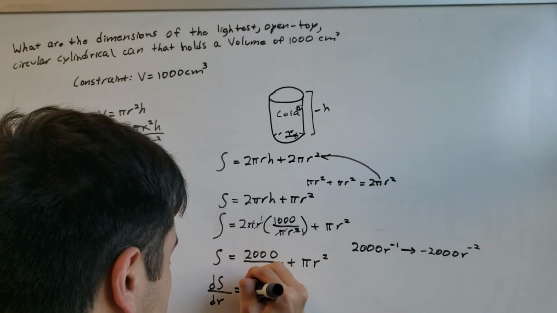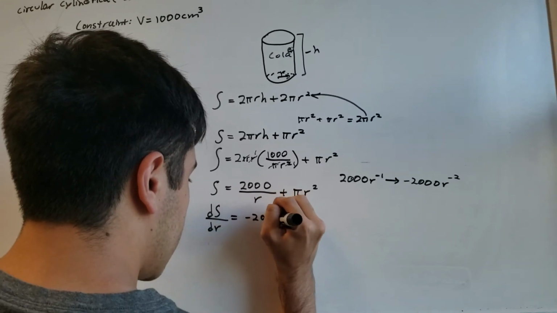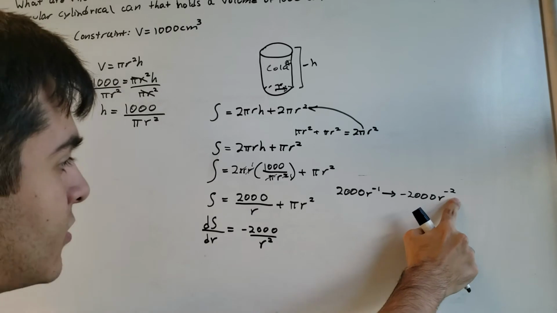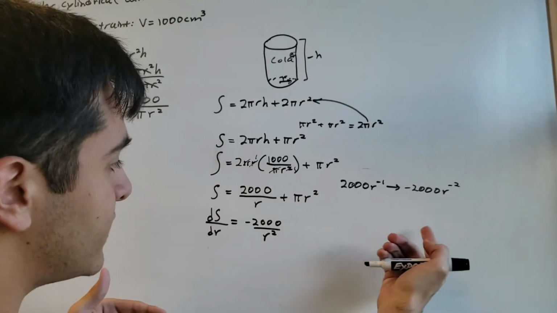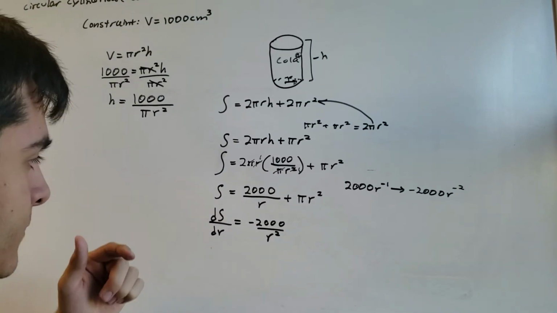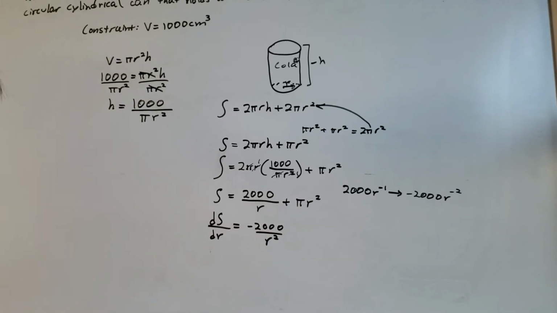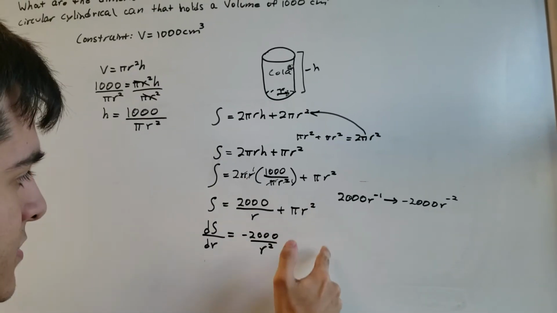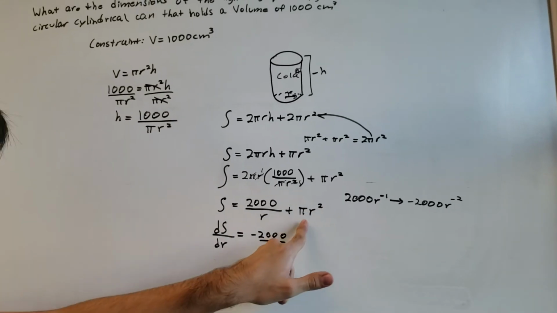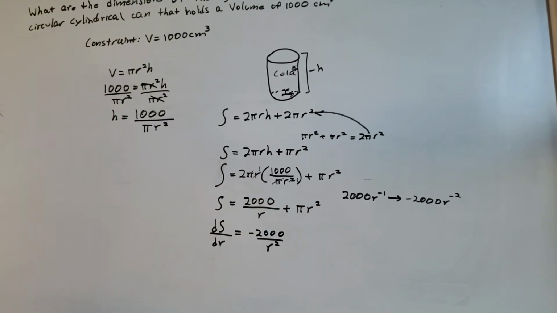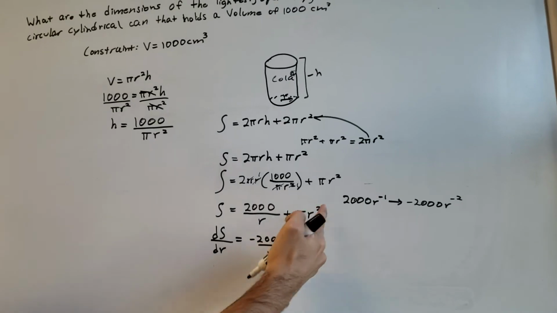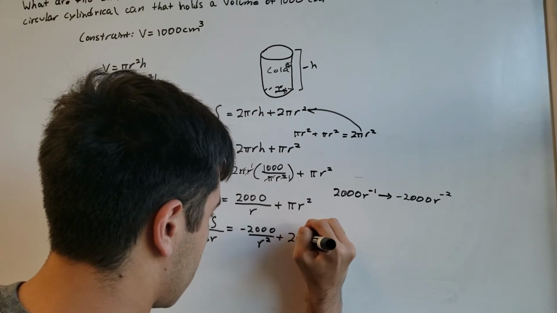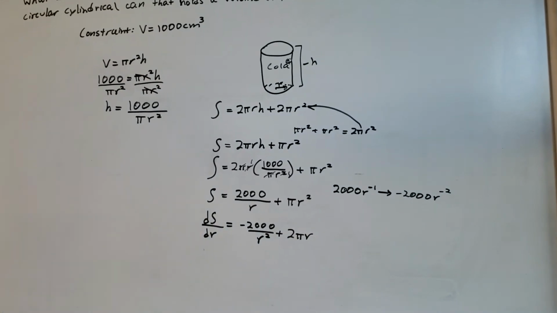So it's going to be negative 2,000 all divided by r squared. I put r squared on the bottom because it's r to the negative 2 power, but if you bring it down, the exponent becomes positive. If you take the derivative of pi r squared, you just use the power rule again. Pi is a constant, you don't have to worry about that, so just bring down that 2, so it's 2 pi r. That's our derivative, and we're done.